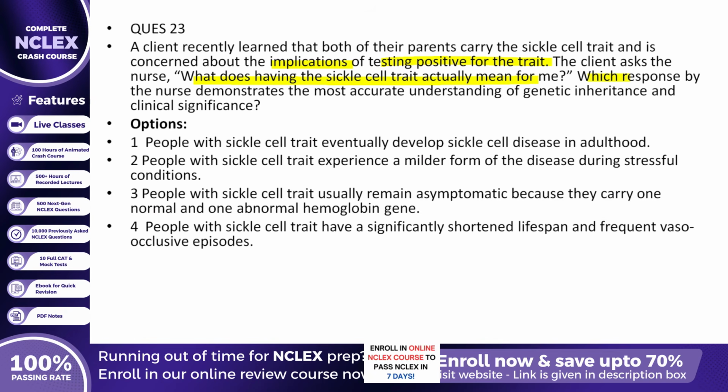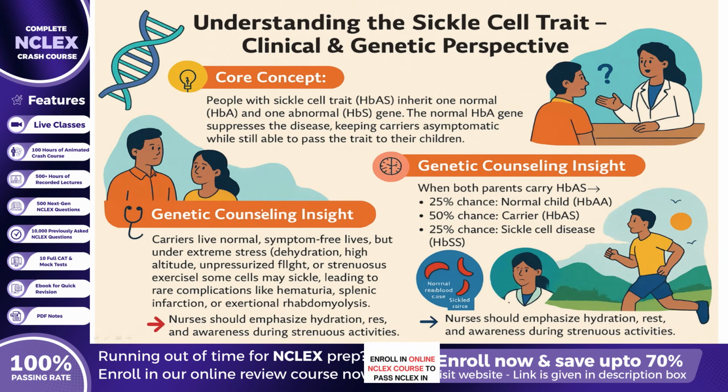The correct answer is Option 3. People with sickle cell trait usually remain asymptomatic because they carry one normal and one abnormal hemoglobin gene. To understand this more deeply, let us carefully unpack the science and nursing relevance behind it. People with the sickle cell trait, also called HbAS, inherit one normal hemoglobin A gene from one parent and one abnormal hemoglobin S gene from the other. Because this abnormal gene is recessive, the normal HbA gene prevents the complete expression of the disease. Therefore, these individuals do not develop sickle cell anemia, but remain carriers, capable of passing the trait to their offspring.